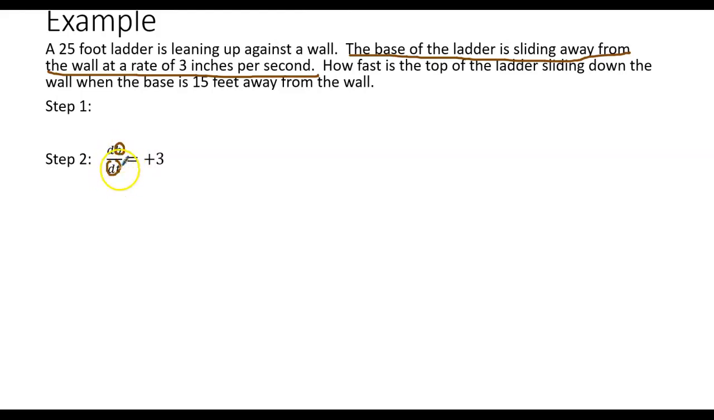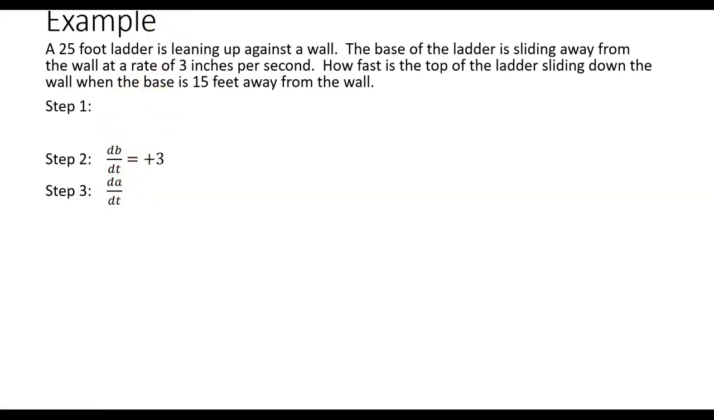So dB/dt, and notice I put positive 3. That's because it's sliding away from the wall, so that distance is increasing. Okay, so that's my given rate, and then my desired rate is dA/dt. A represented the height on the wall, and so that's the one that is going in a downward direction. So that was A, so dA/dt.